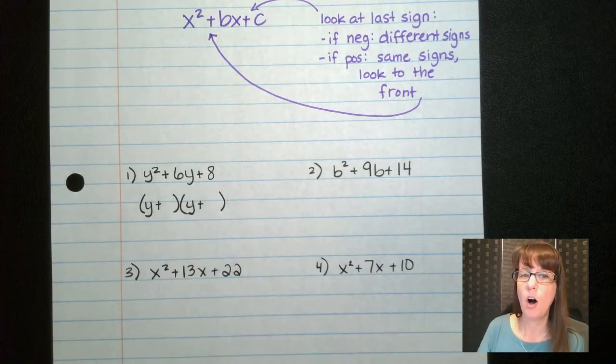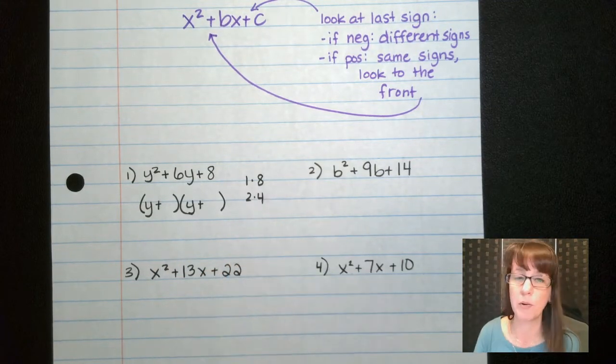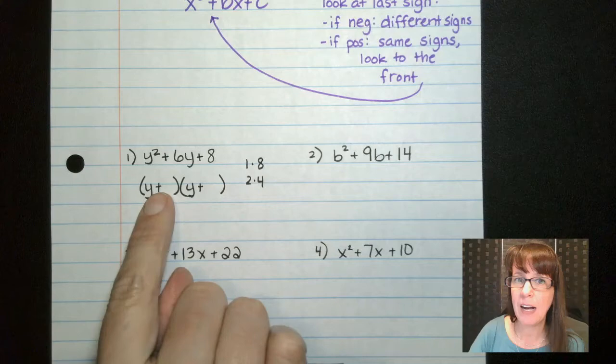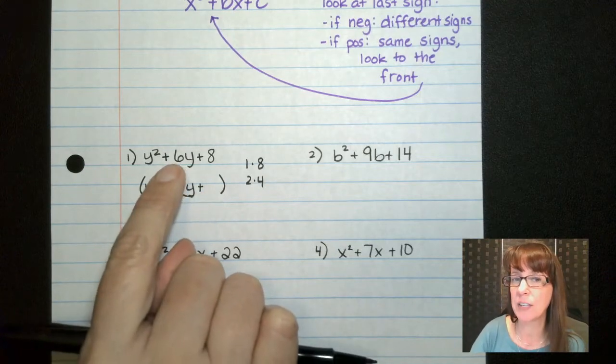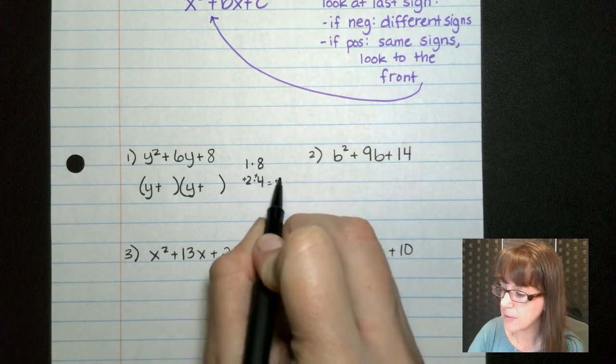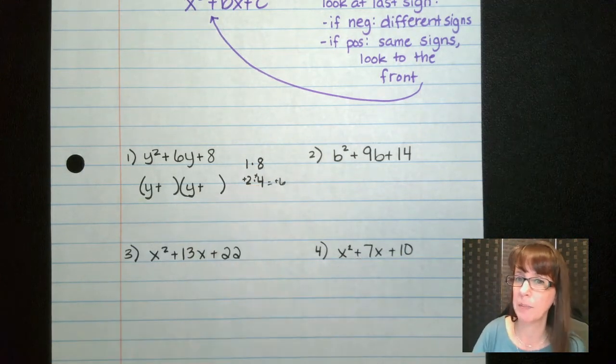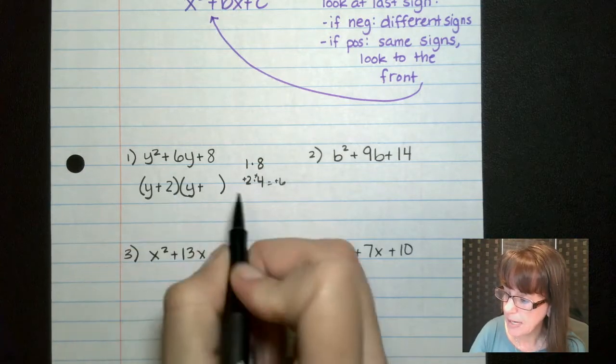Okay, now we take all of our factors of 8. So 1 times 8, 2 times 4. It's a good idea to go in order. What I need is a positive that when added together gives me positive 6. Positive 2 and positive 4, when we add those together, we get positive 6. So don't be fooled by the fact that I wrote it as a multiplication problem. No, we're adding 2 and 4.